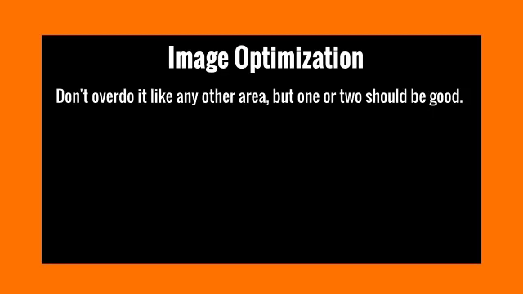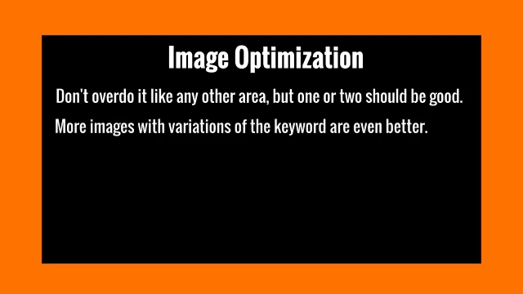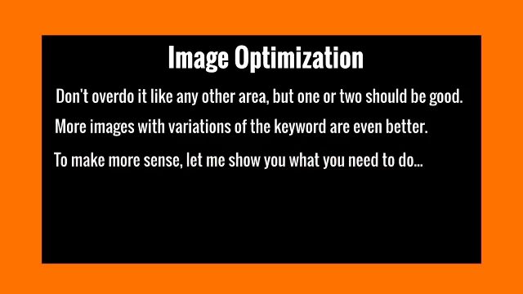But 1 or 2 should be good, 3 or 4 should be fine, but you definitely don't want to overdo it. Now, like I said, more images with variations of the keyword are even better. So if we are focusing specifically on red shoes as the post, maybe a specific brand name of shoes, you might want to put the brand name. You might want to put the brand name plus red shoes. You might want to put shoes red, or something that's a synonym of shoes.